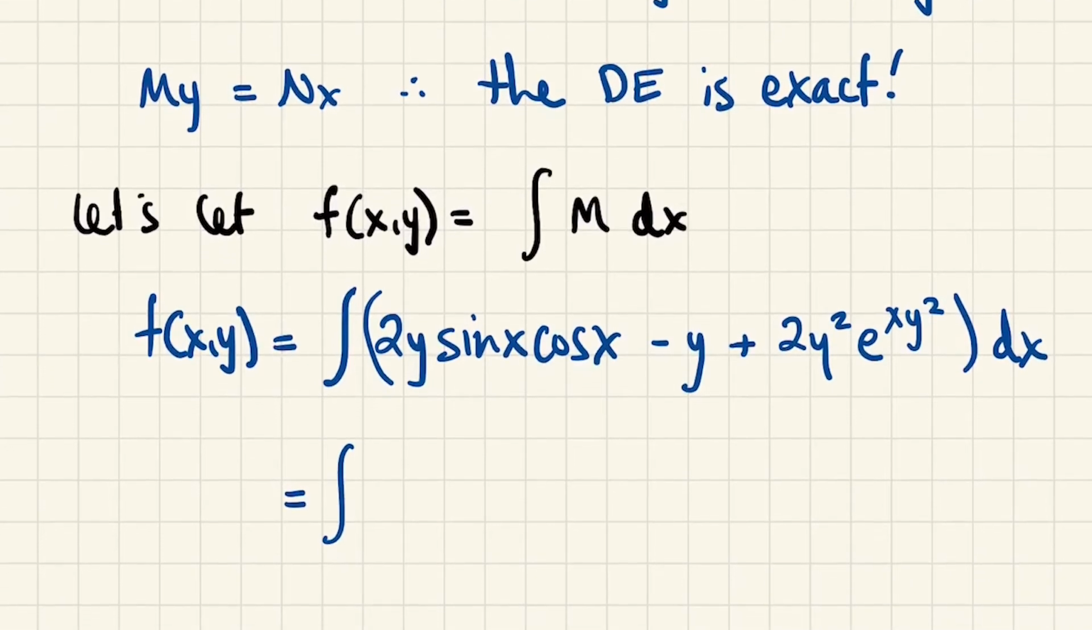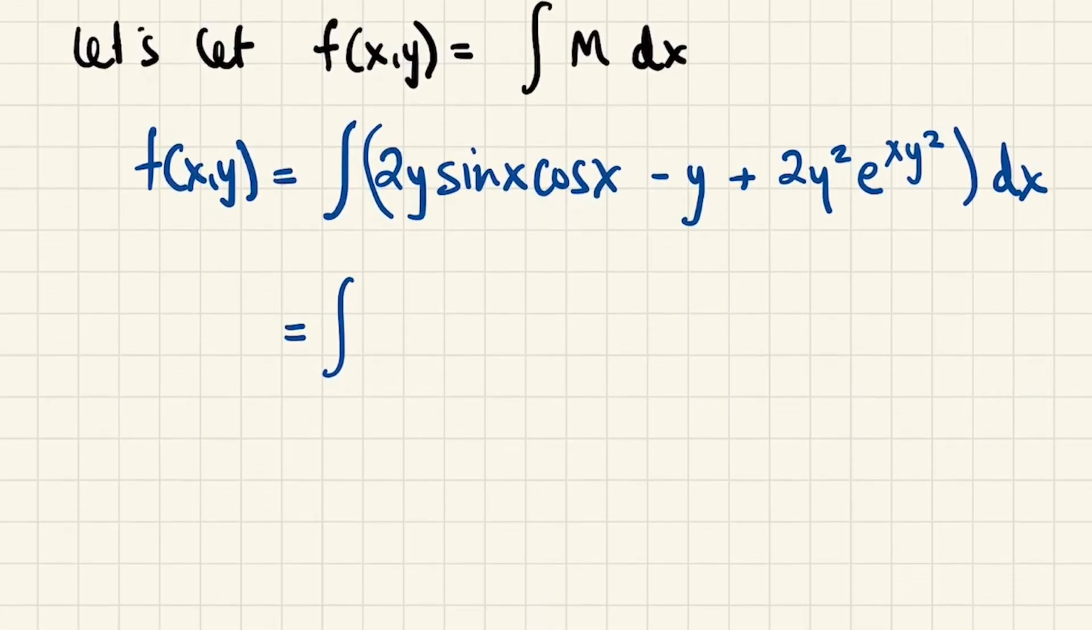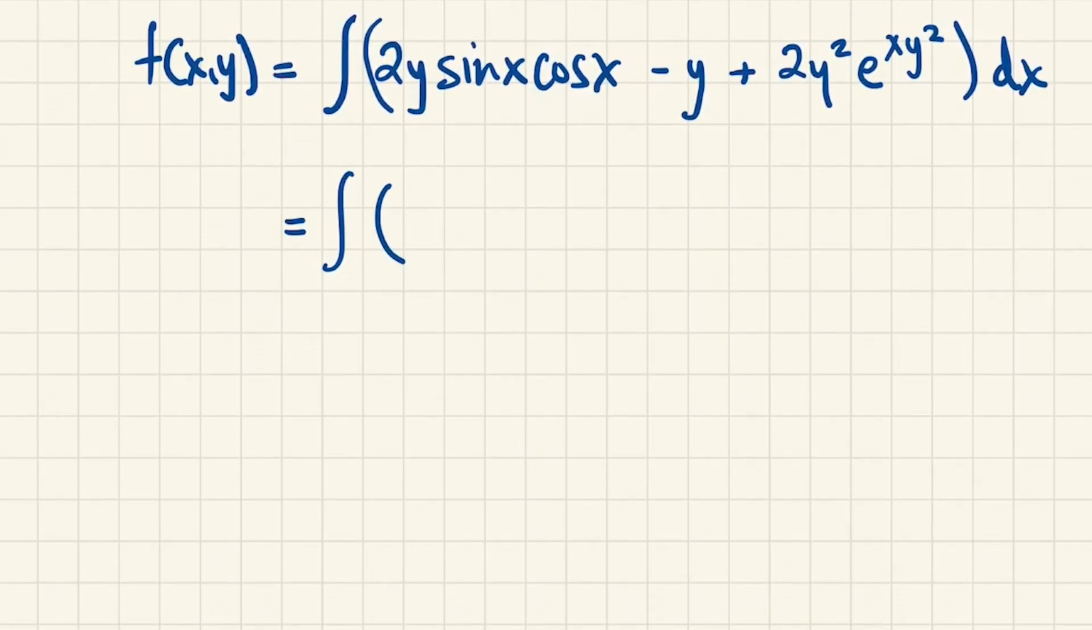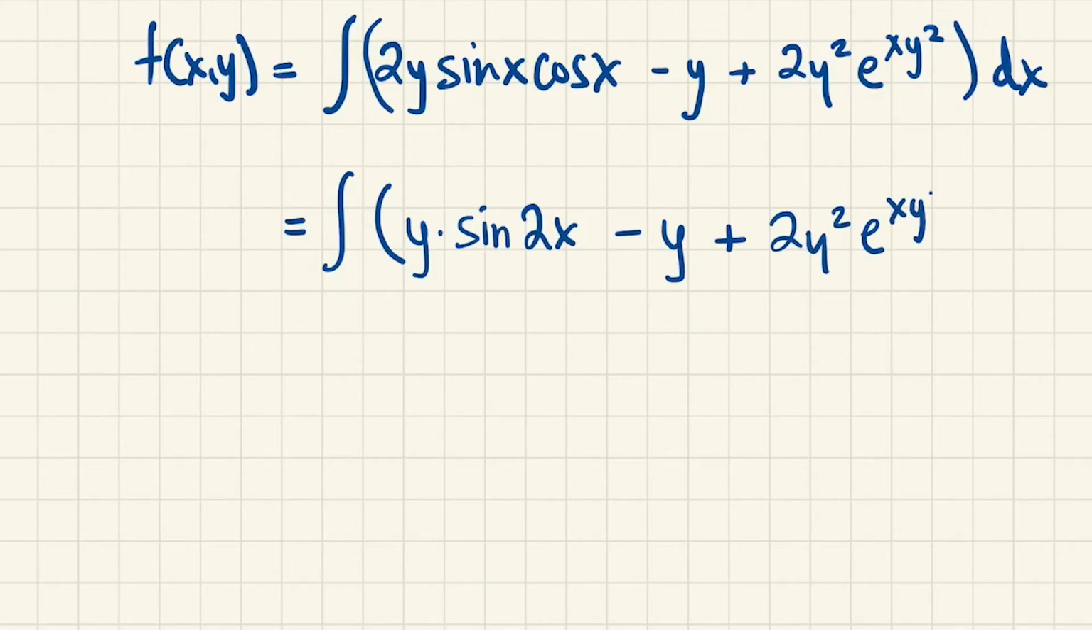Okay, so this is one heck of an integral. What we certainly could put right here is y times, again, sine of 2x, makes that a little bit nicer, minus y plus 2y squared e to the xy squared dx. And yeah, let's integrate.